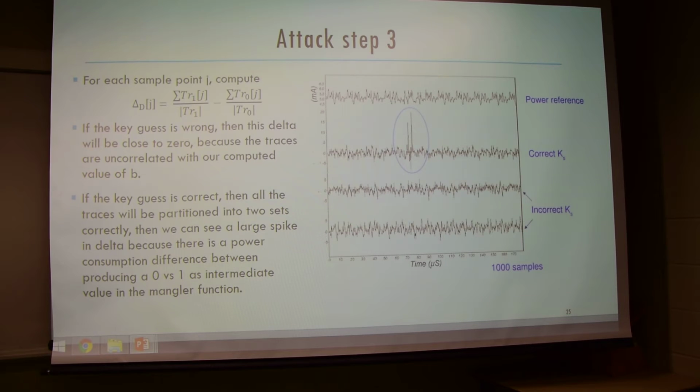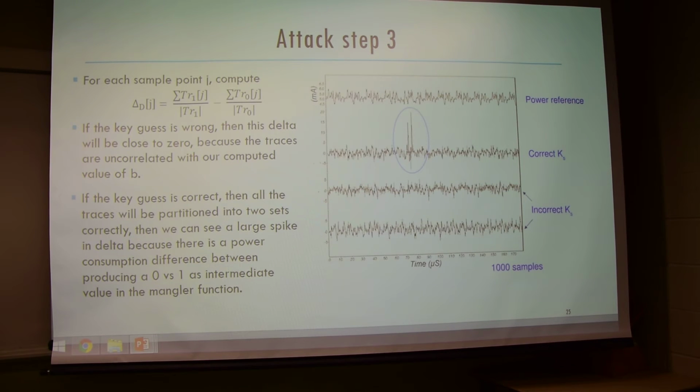And in the third step, we compute this delta function. Essentially for each sample point j, you just need to compute the sum of one set and divide it by the size of that set. So this is one set, this is set 0. You compute the difference between these two. And then if the key guess is wrong, this delta will be close to 0 because the traces are uncorrelated with our computed value of B.